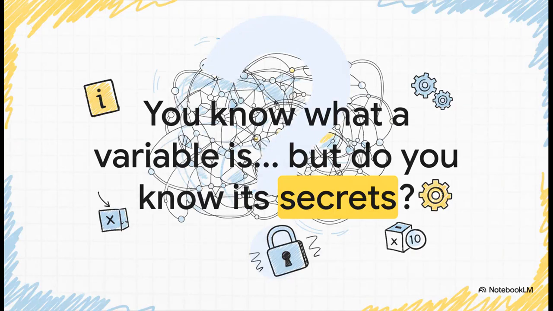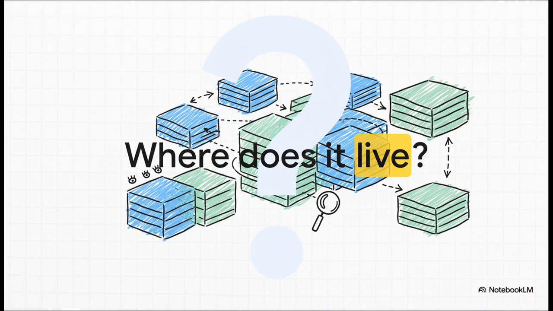Yeah, you know the drill. Int x equals 5. Easy, right? But what's really happening behind the scenes? There's a whole set of rules at play that most people just gloss over. Like, where does that variable even live in your program's memory? Can just any old part of your code come along and see it or mess with it?